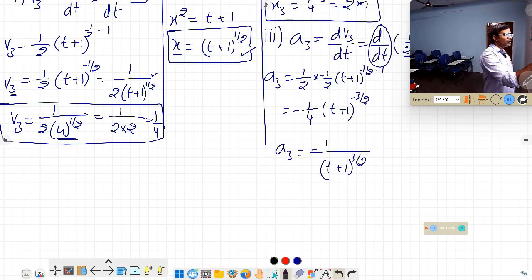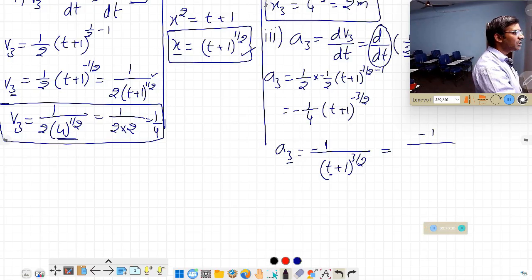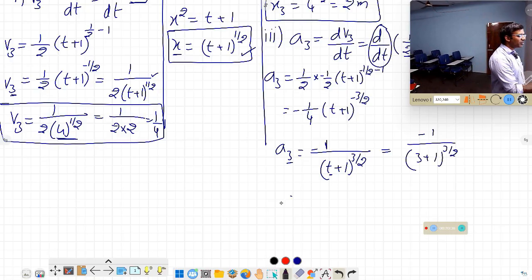Yeah, this is the way you get the acceleration at the third second. Not just the third second, at any time, right? So put the t value now as 3. You get, exactly at 3 seconds, minus 1 by, t value how much? 3. That is 3 plus 1 whole power 3 by 2. So 3 plus 1 whole power 3 by 2, how much?